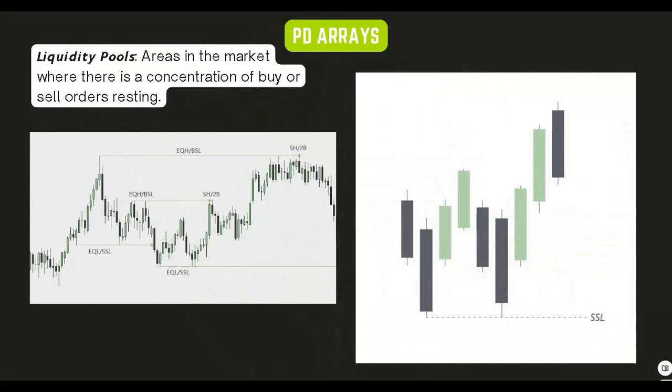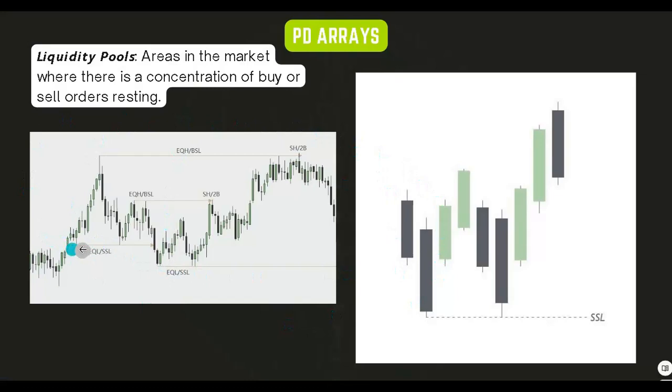Liquidity pools. These are areas in the market where there is a concentration of buy or sell orders resting above or below, as illustrated in this diagram. We have sell-side liquidity right here. So sell-side liquidity comes in two forms. It could be the level that is created by two swings or a single swing. So if we have two relative equal lows, then that is sell-side liquidity. If we have two relative equal highs, that is buy-side liquidity. If we have a single high or a single swing, that is still buy-side liquidity. If we have a single swing low, that is sell-side liquidity, as illustrated in this diagram right here.